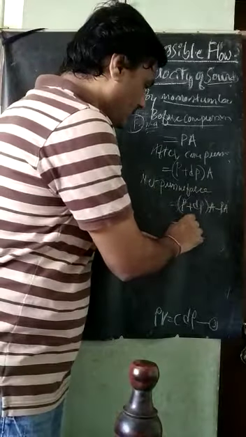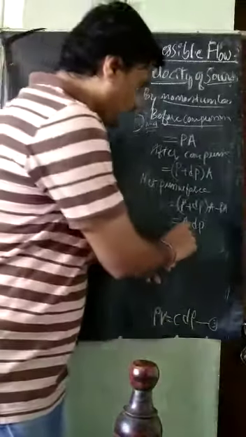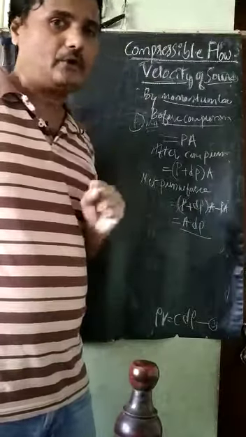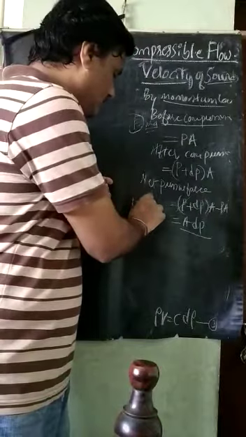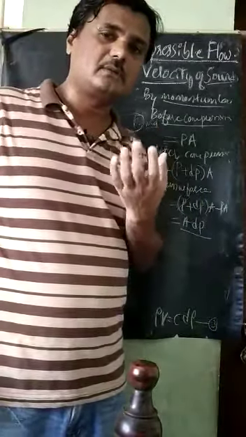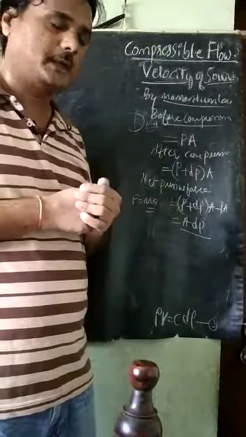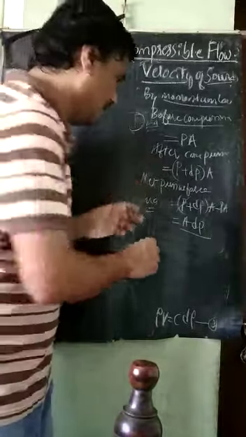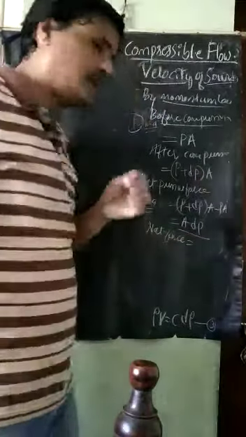What will become here? A into dP. This is the net pressure force. The net pressure force we can also write, because F is equal to ma, as we have told, F is equal to mass into acceleration. That is the conservation of momentum law, Newton's second law of momentum. So the net force we can also write here.